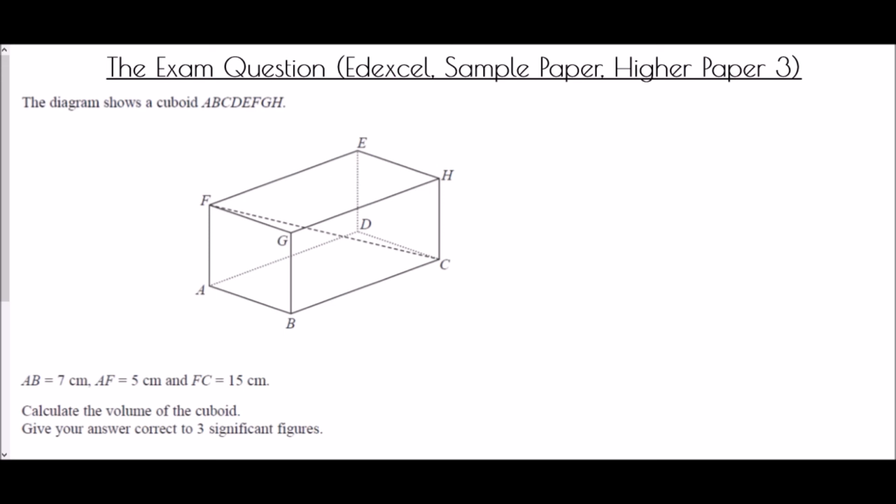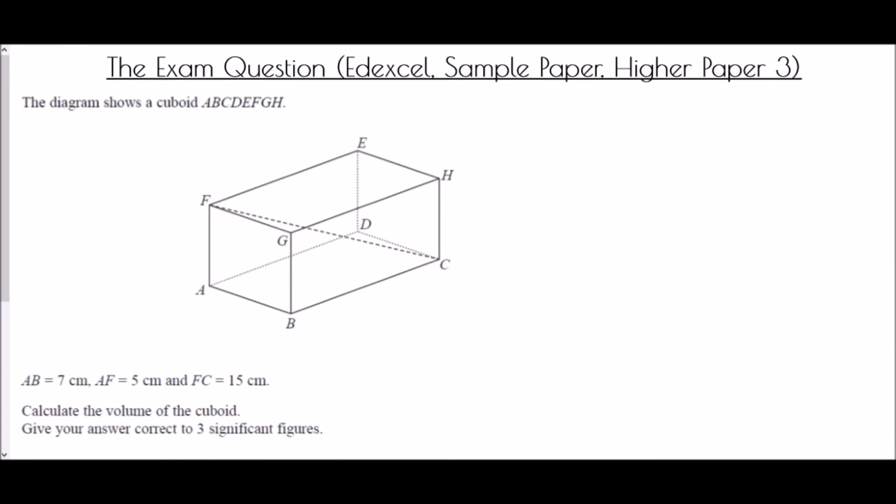And finally we come to the exam question, and this one came from the Excel sample paper, higher paper 3, so it is a calculator question. And again we've been given a cuboid, in which case we've been told that AB equals 7, AF equals 5 and FC equals 15. Calculate the volume of the cuboid, give your answer correct to 3 significant figures. Now you'll notice here that this question does not say anything about finding a length, but what we are looking for is finding a volume.